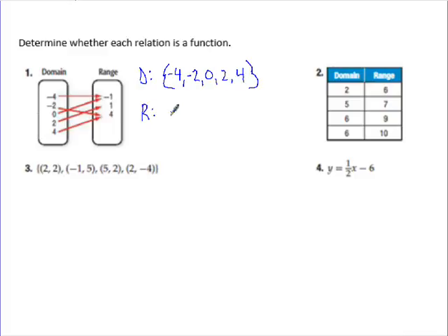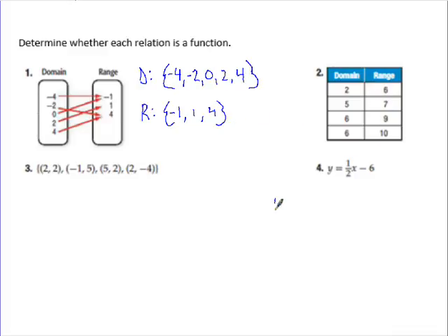And then the range, I'm going to do the same thing. So -1 is part of the range, 1 is part of the range, and 4 is part of the range. And I put them in my little brackets, and that's how I write domain and range. When you're writing domain and range, if there's ever a repeated value, you do not need to write it twice.